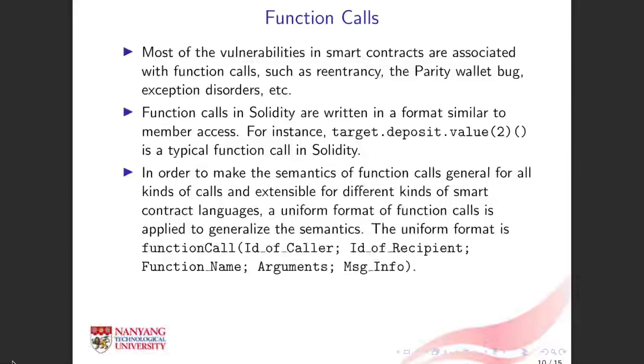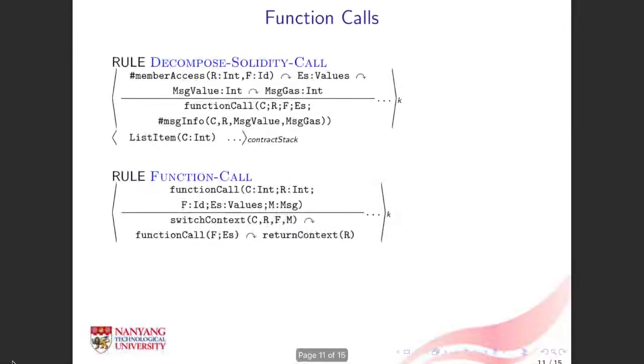Value specifies msg.value as 2. In addition, we can specify other parameters, such as msg.gas and function arguments, in the function call. In order to make the semantics of function calls general for all kinds of calls and extensible for different kinds of smart contract languages, a uniform format of function calls is applied to generalize the semantics. The uniform format is: function call, ID of caller, ID of recipient, function name, function arguments, msg information. The semantics rule for function calls based on this format is shown in function call.